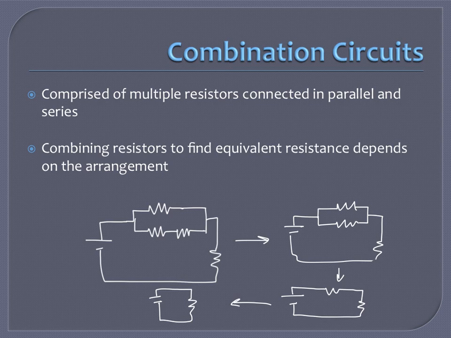And usually a follow-up question to finding equivalent resistance is to find the overall current going through the circuit. So if they give you the voltage of the battery and you found the equivalent resistance, then you could solve for the current going through the entire circuit. So we're looking at the overall big picture.